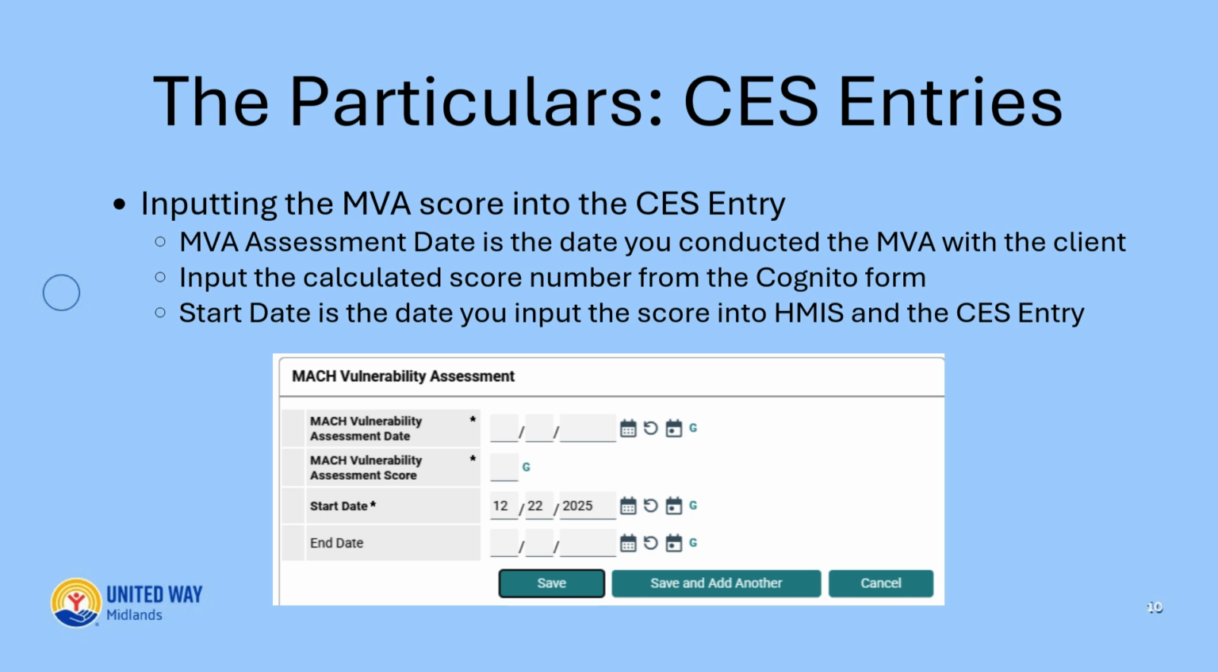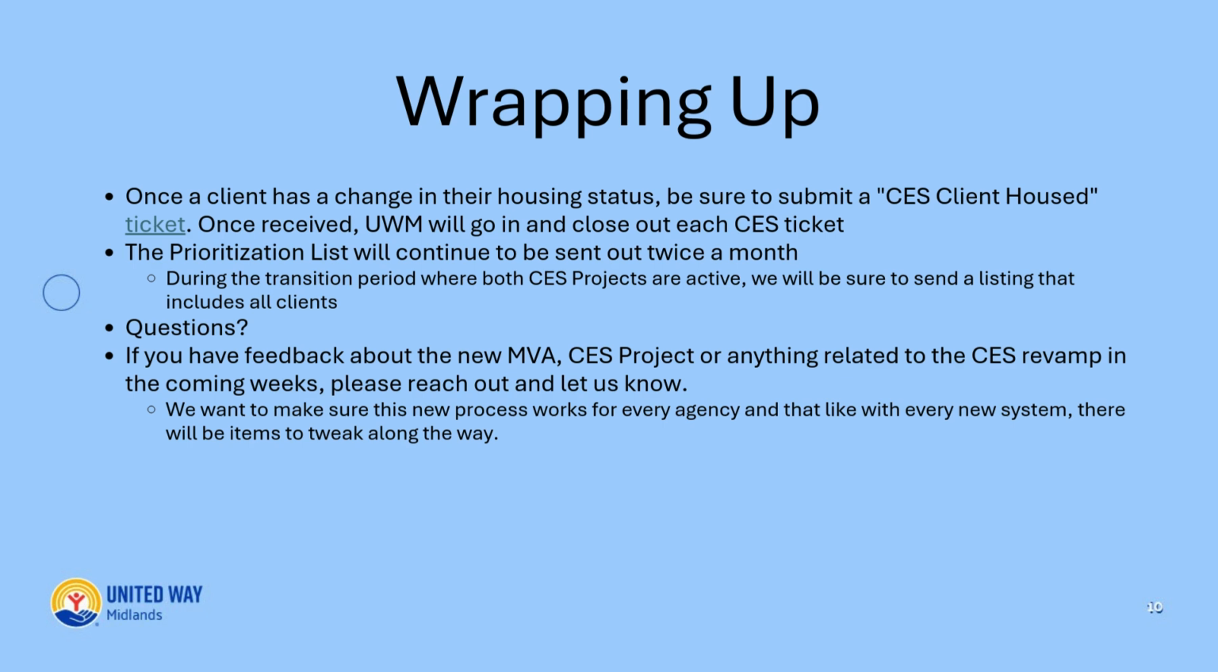So the vulnerability assessment date is going to be the date that you're doing the assessment on. The vulnerability score is the score that it's going to give you. And remember, that stays with you within HMIS in the CS entry and within the Cognito. The start date is going to be the date that you're putting it into HMIS. You don't need to worry about the end date. And so that's it. That's the streamlined new CS project within HMIS.